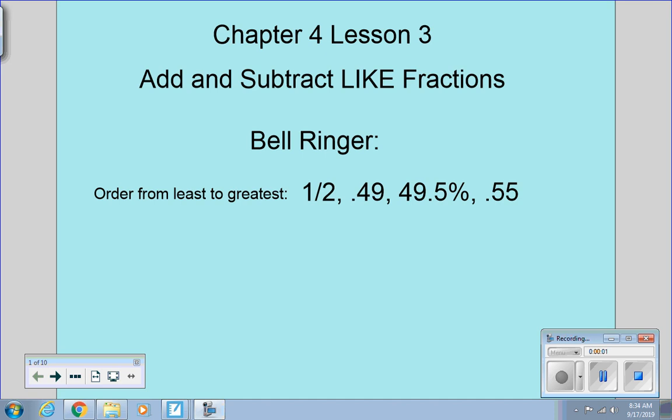About our bell ringer. So what do you notice about the bell ringer? What does it have in it? What does it have, Logan? Percent, decimals, and fractions. How do I put these in order from least to greatest? Kira. No, I want to make them a fraction.